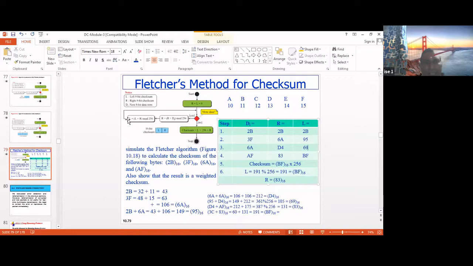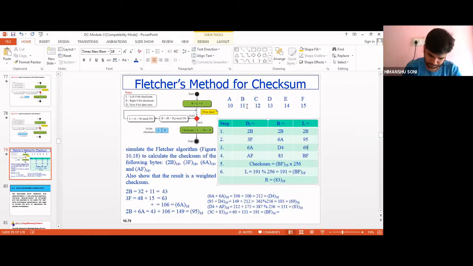Now next we are going for this. Is more data there? Yes, AF is there now. So AF plus D4. D4 is nothing but 212. You got the idea? Plus AF. AF is 175.